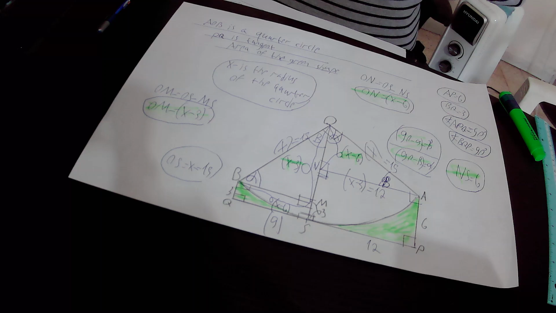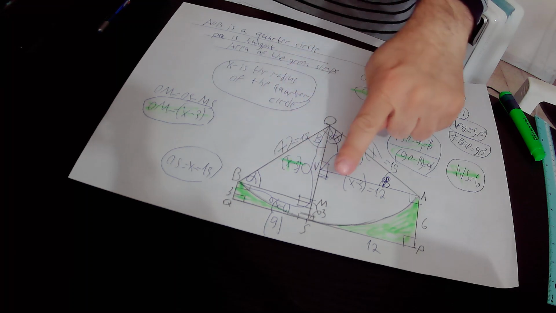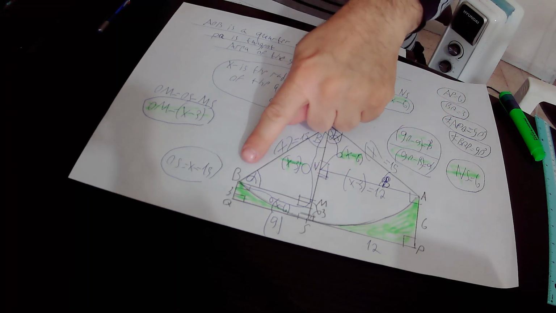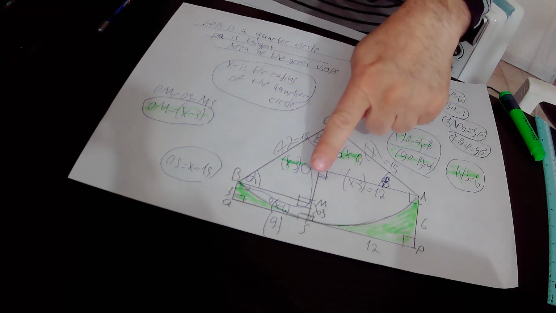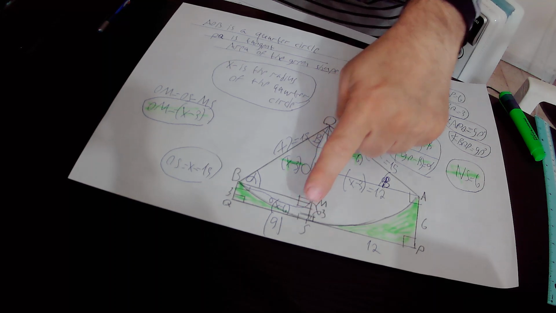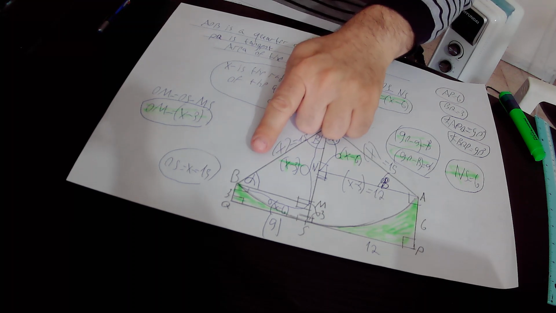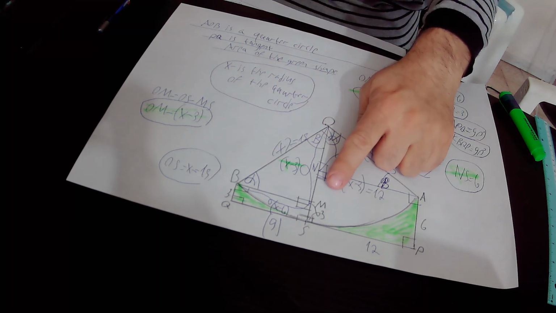In the next step, we did a construction: from point B, we draw a perpendicular to OS. Again, from point B, we draw a perpendicular to OS. So this angle equals 90 degrees, and this angle equals 90 degrees according to our construction. We define the touching point of the perpendicular from point B and OS as M.